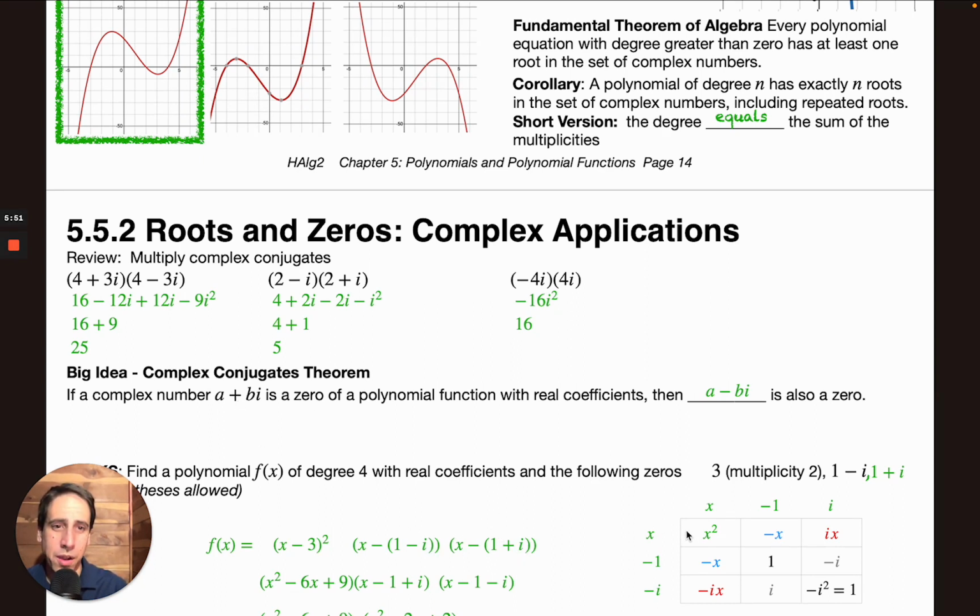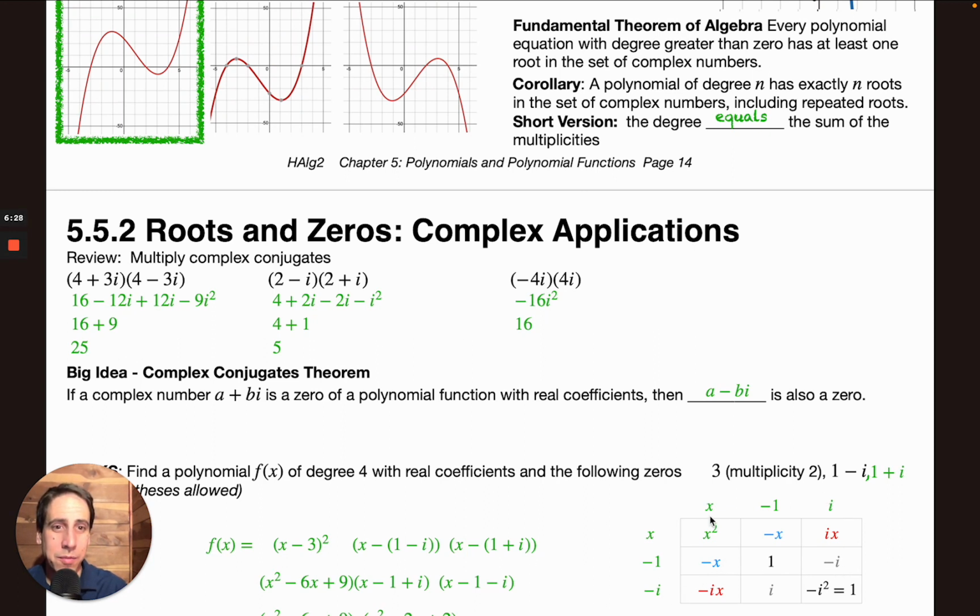So, good old friend box method, this is going to be a 3 by 3 box. We've got x minus 1 plus i, x minus 1 plus i, and then x minus 1 minus i over here. x times x is x squared. x times minus 1 is minus x. x times i is ix. I'm going to write it alphabetically here, just so that it helps me cancel out terms. Negative 1 times x is negative x. Negative 1 times negative 1 is positive 1. Negative 1 times negative i is negative i.